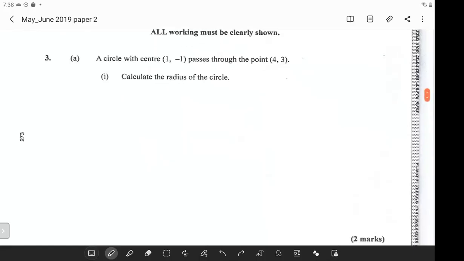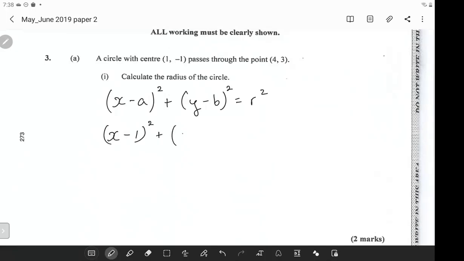Well, recall that the equation of a circle is given by (x minus the x coordinate of the center) squared plus (y minus the y coordinate of the center) squared, and that is equal to r squared. So simplifying, we get (x minus 1) squared plus (y minus -1), that is plus 1, because negative by negative is positive, squared equal r squared.